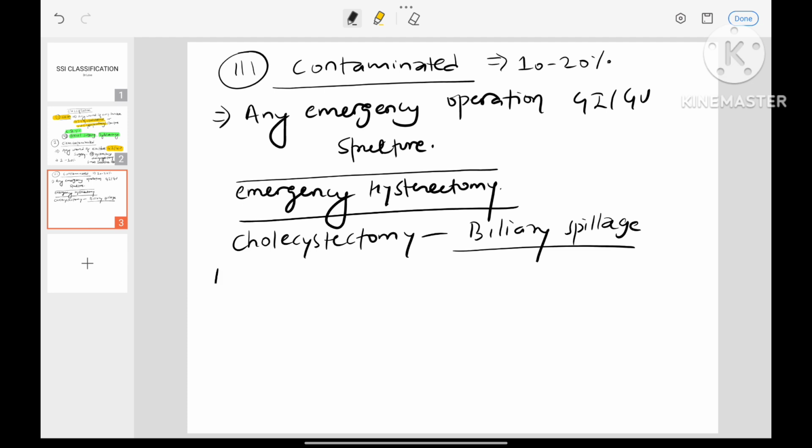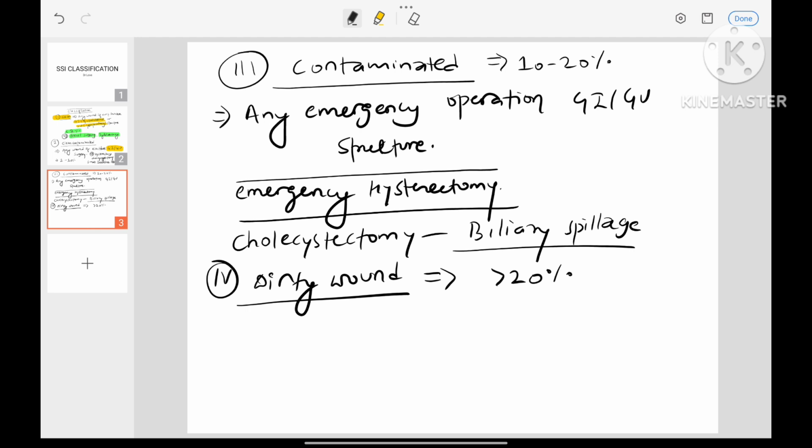Now the fourth type of wound we have is dirty wound. As the name says, I am dirty, so usually the risk of infection is greater than 20%. Even though you take very good measures, there is a very high chance of infection, greater than 20%. A very good example is abscess surgery. Whenever there is abscess surgery, there is a very high chance of infection.